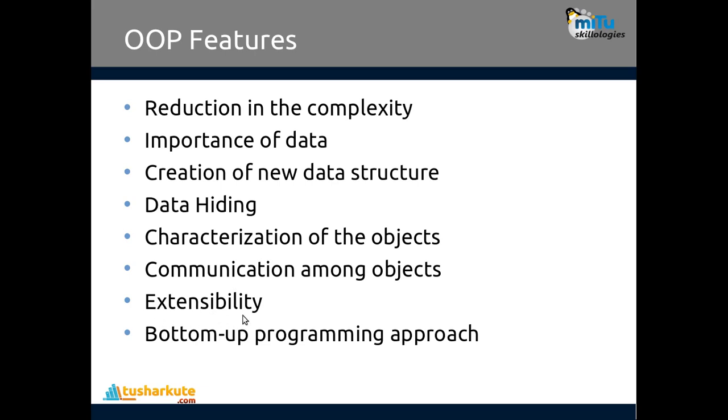Extensibility means we can extend the property of one object or one class into another class. We can reuse that. It means that we don't need to declare the things which one class contains. We can reuse them in another class also. This property we generally term as inheritance. That also we'll see practically. And the last one is the bottom up programming approach.